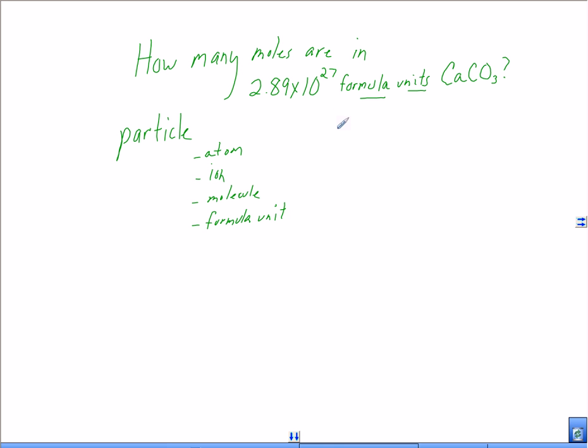Now, how are we going to determine where to use Avogadro's number? Well, we're going to let the dimensional analysis, we're going to let the brackets determine that for us. But it is true that 1 mole of really anything, in this case calcium carbonate, has in it 6.02 times 10 to the 23rd formula units.